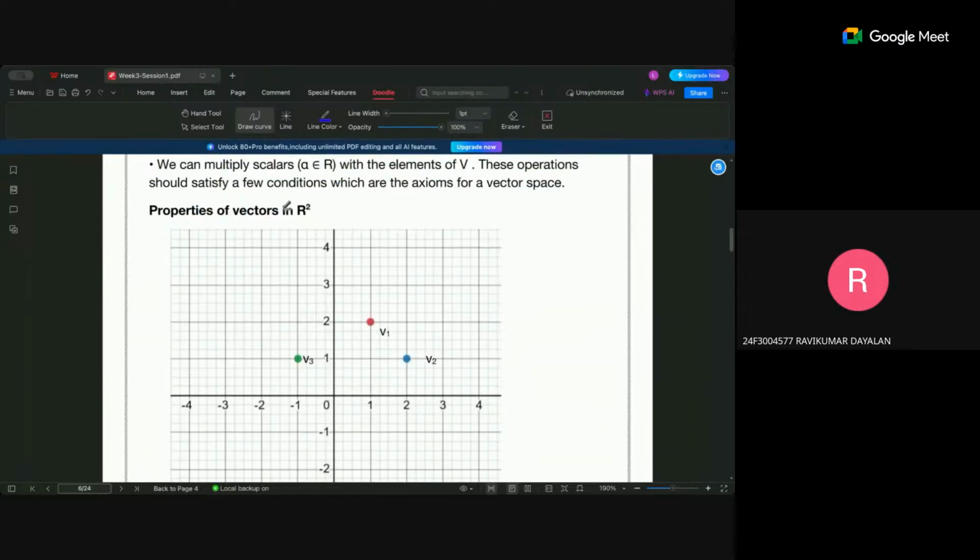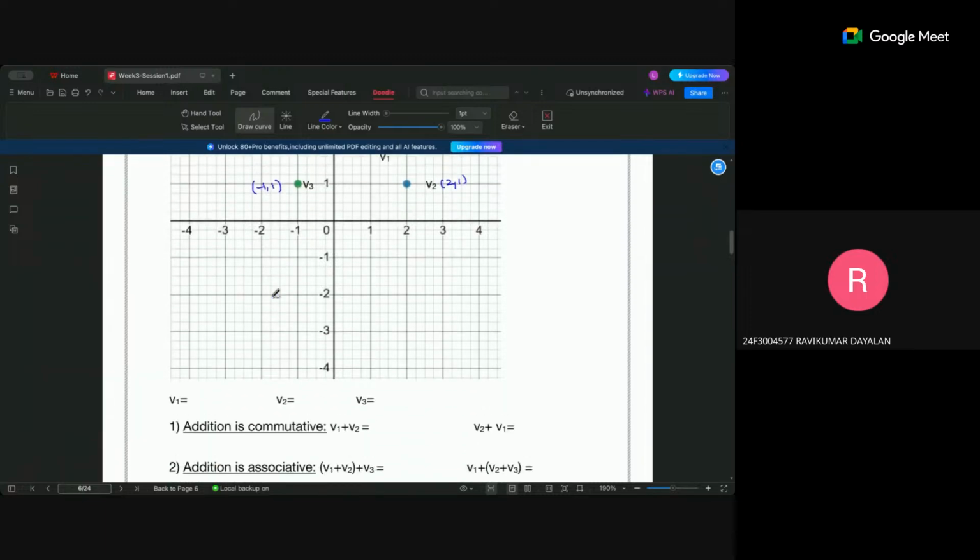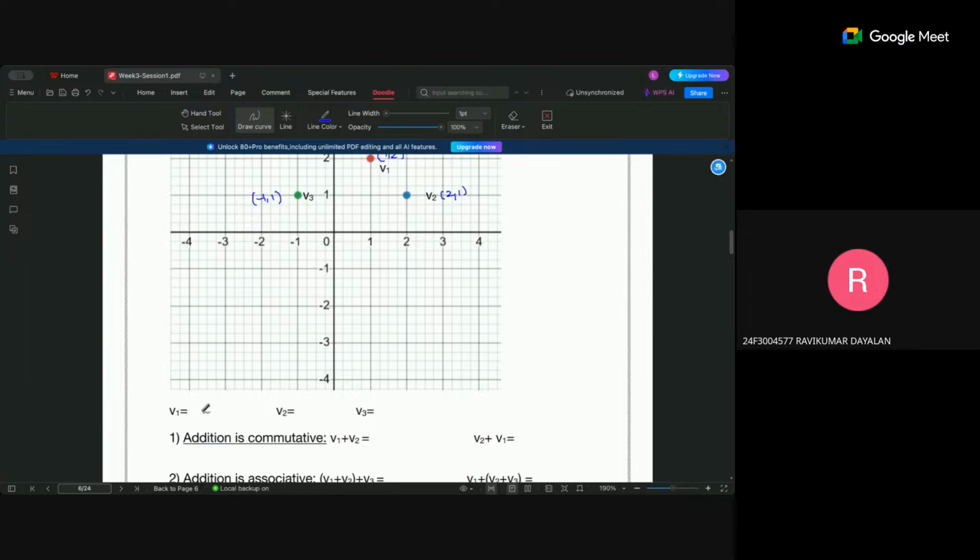Then what? Naturally, what are the properties we see in R2? We will see first what the naturally occurring properties in R2 are. Let us observe. What is the vector v1? Can you tell me? It's 1, 2, ma'am. What is v2? 2, 1. What is v3? Minus 1, 1. Okay, fine. Now v1 is 1, 2. v2 is 2, 1. v3 is minus 1, 1. What is v1 plus v2 now?